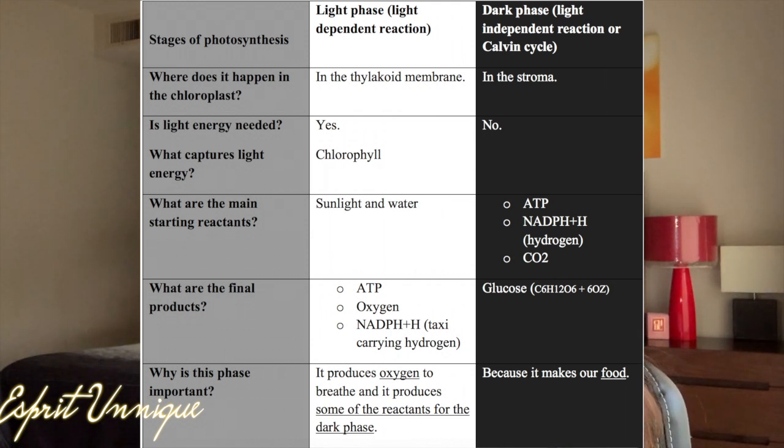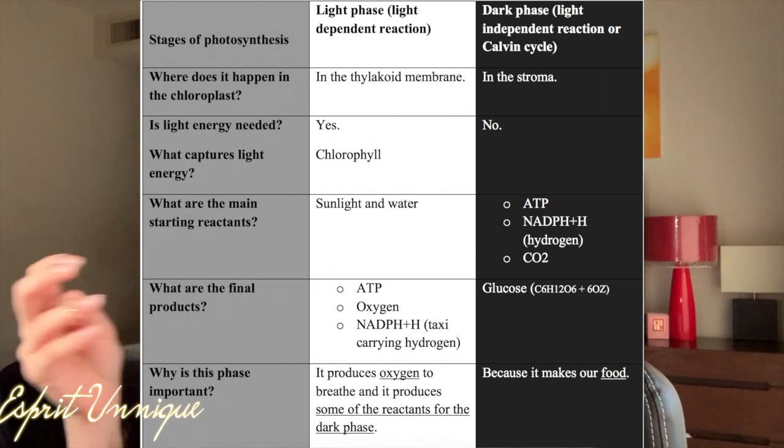What are the main starting reactants? Sunlight and water. Final products are ATP, oxygen, and NADPH plus H, which is a taxi carrying hydrogen. Why is it so important? Well, because it produces oxygen to breathe, and it produces some of the reactants for the dark phase.